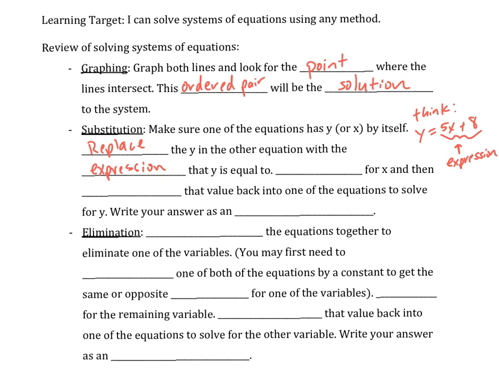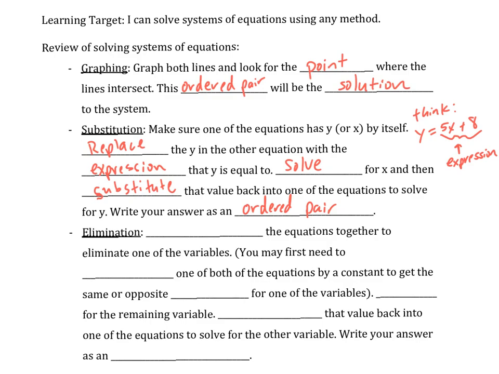And then you're going to solve for x, and then substitute that value back into one of the original equations to solve for y. And then once you know both x and y, you can write your answer as an ordered pair, and that will be your solution. And I'll go through an example of that in a little bit just to remind you of what that actually looks like in practice.